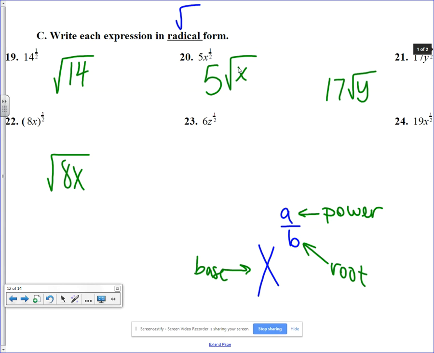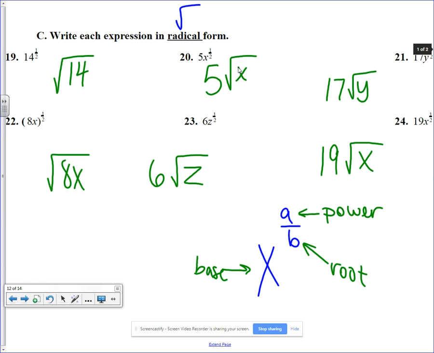Okay. Well, how about the base of number 23? Z. What's the power? The root? What do I do with the 6? It's a coefficient. Are we all following A-okay so far? Yes. Okay, last one in this section. What is my base? The power, the root, and then that 19 goes out front. What do you guys think so far? Just fine? Okay, so you do section D.